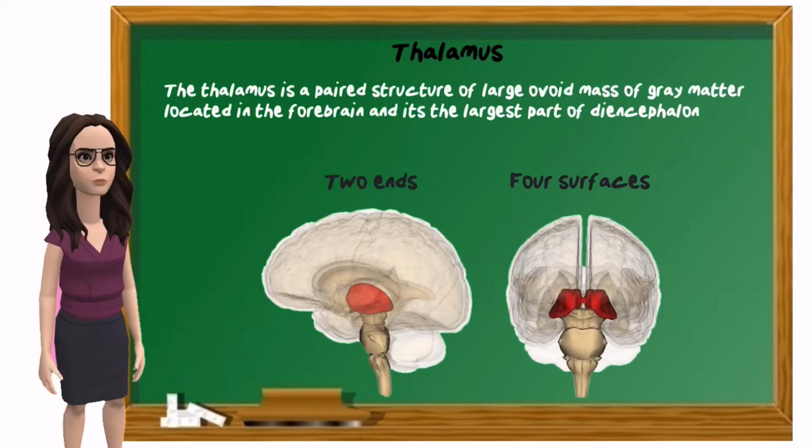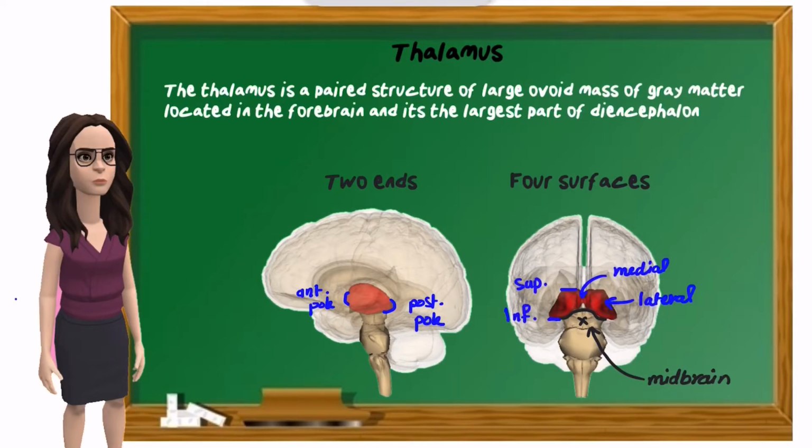The thalamus is a bilateral structure, a large ovoid mass of gray matter located deep in the forebrain, and it is the largest part of the diencephalon. It is superior to the midbrain and it has many nerve fibers projected out to the cerebral cortex in all directions. The thalamus has 2 ends, the anterior and posterior pole, and 4 surfaces: medial, lateral, superior, and inferior.